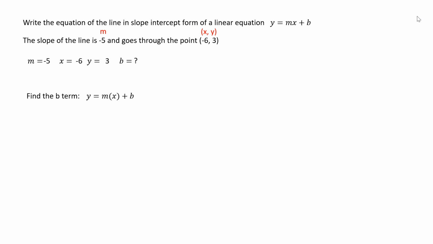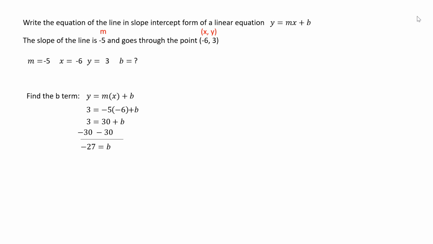So let's plug everything into the equation and see what we can solve for. So we have a y value, which is 3. We have an m, which is the slope, -5. We have an x value of -6. And then I'm eventually going to find the b value. So -5 times -6 is 30. Subtract 30 from both sides of the equation, and b equals -27.